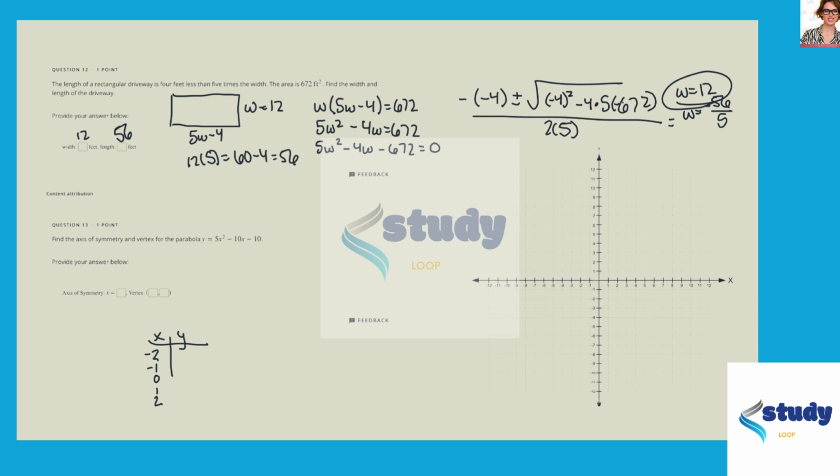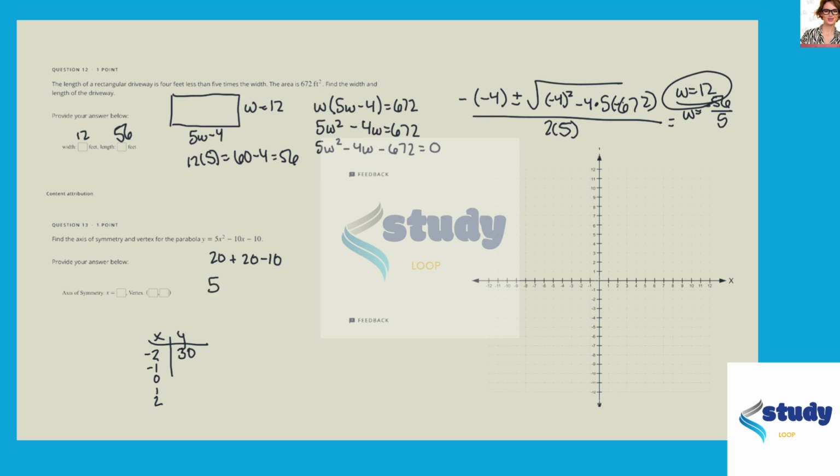So for negative 2, I have 2 squared is 4, 4 times 5 is 20, and then minus negative 10 times negative 2, that's plus 20, so that is not right. Hold on. So that's plus 20, so that's 40, and minus 10, so that's 30.